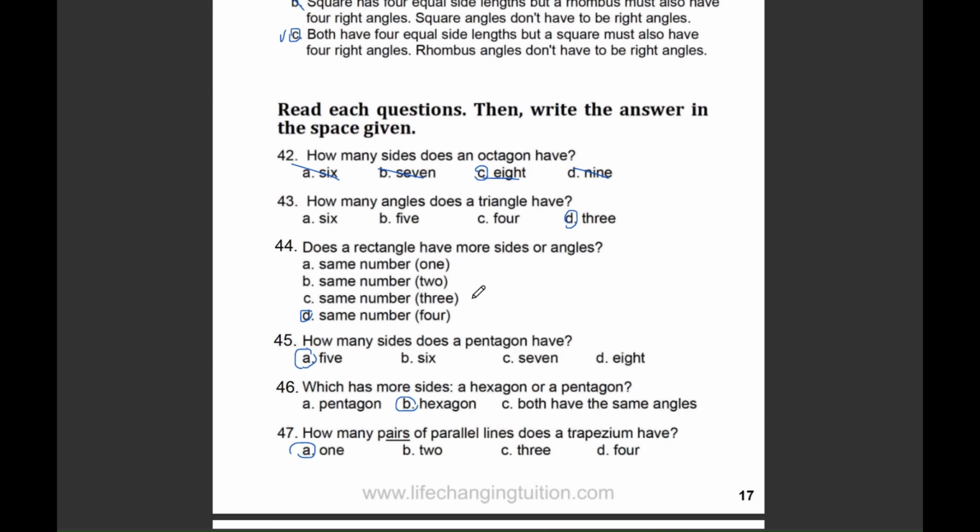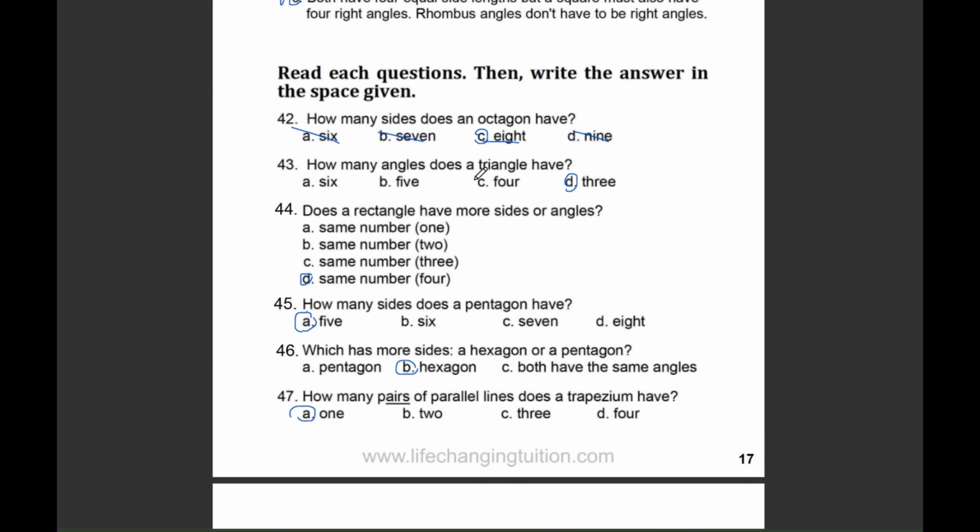Question 43. How many angles does a triangle have? Options are 6, 5, 4, or 3. Why not? Not 6, 5, or 4. The answer is D, 3. The reason is that 3 vertices equal 3 interior angles.